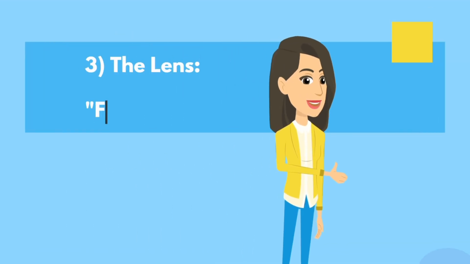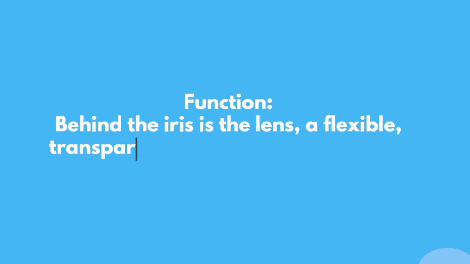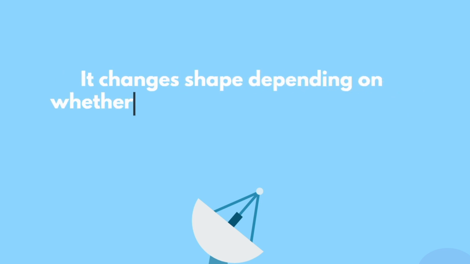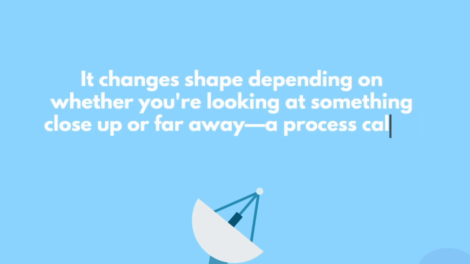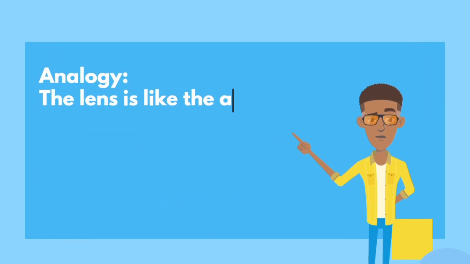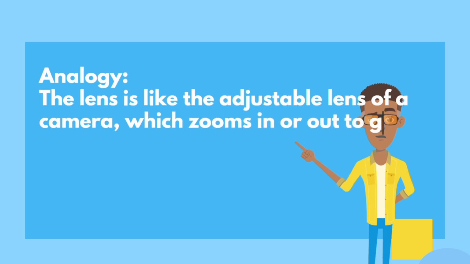3. The lens. Fine-tuning focus. Function. Behind the iris is the lens, a flexible, transparent structure that fine-tunes focus. It changes shape depending on whether you're looking at something close up or far away, a process called accommodation. Analogy. The lens is like the adjustable lens of a camera, which zooms in or out to get a clear picture.